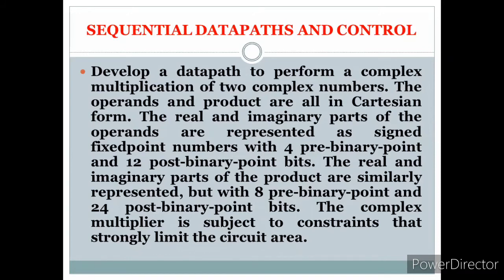The real and imaginary parts of the operands are represented as signed fixed point numbers with 4 pre-binary point and 12 post-binary point bits. The real and imaginary parts of the product are similarly represented, but with 8 pre-binary point and 24 post-binary point bits. The complex multiplier is subject to a constraint that strongly limits the circuit area. So this is the given question.